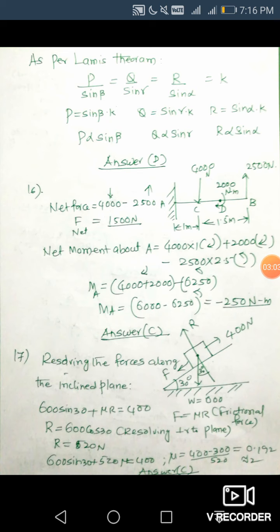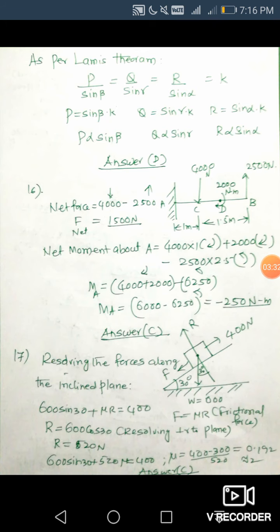So now I will get net force is equal to 4000 minus 2500, that is 1500 newtons, and net moment about the point A is equal to 4000 into 1 minus 2500 into 2.5 minus 2 plus 2000. So I will get 6000 minus 6250. So net moment is equal to minus 2250 newton meter. So the answer is C.